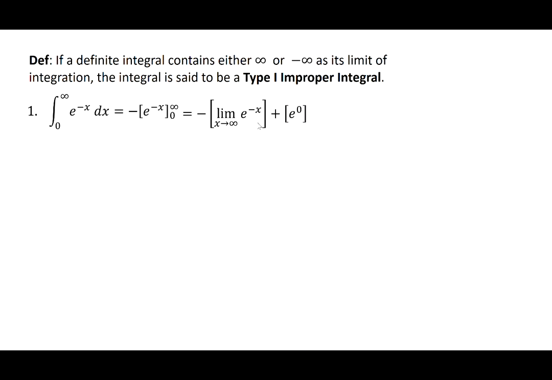And what is e to the 0? Any non-zero number raised to 0 is 1. So we get 0, negative 0, which is the same as 0. 0 plus 1 is 1. Cool.